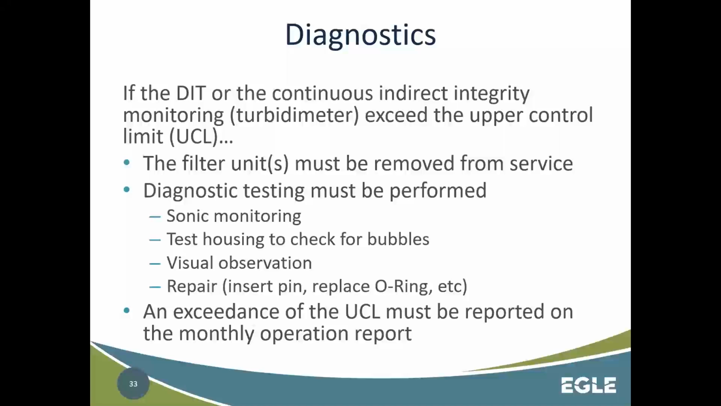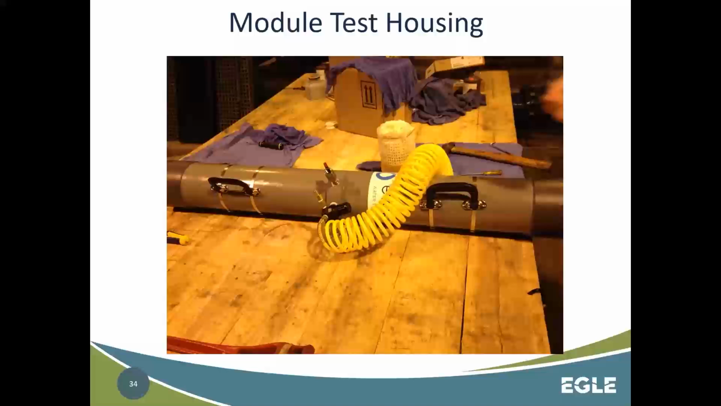And also on your monthly operation reports, if you failed a direct integrity test, that's something that needs to be reported, and indicated that it was corrected. All right, so here's an example of that module.